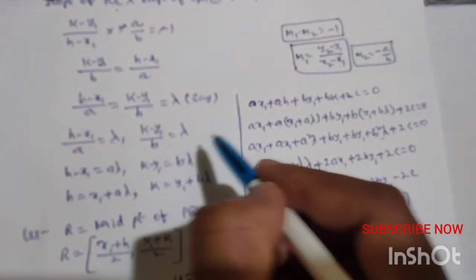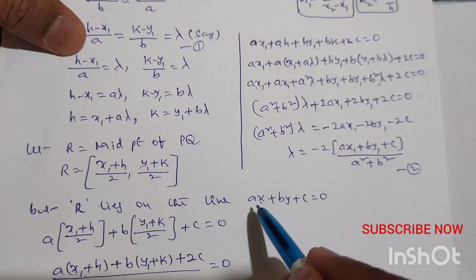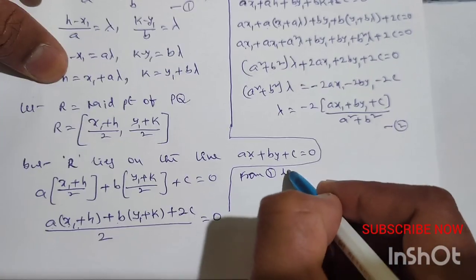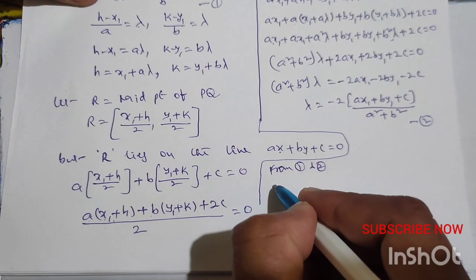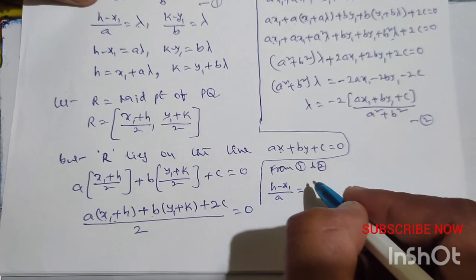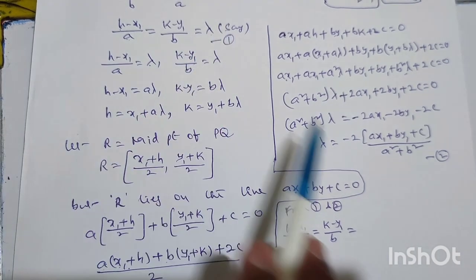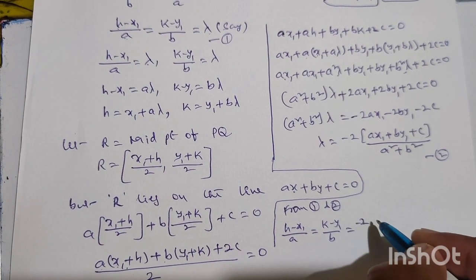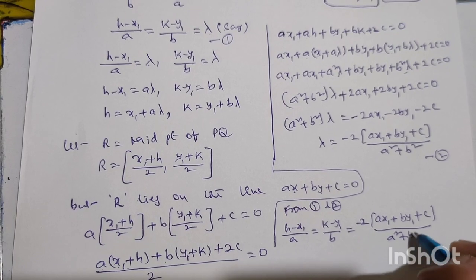So let this is 1 and this is 2. From 1 and 2 we get h minus x1 by a equals to k minus y1 by b equals to lambda. So substitute lambda is equals minus 2 into ax1 plus by1 plus c by a square plus b square.